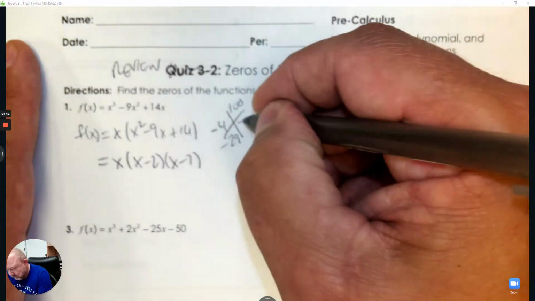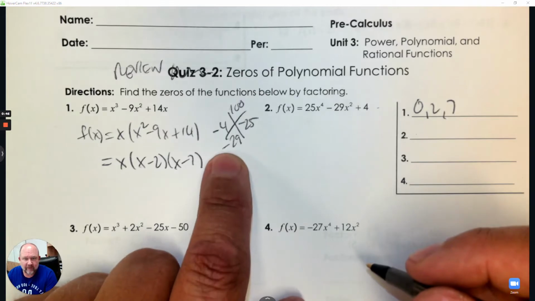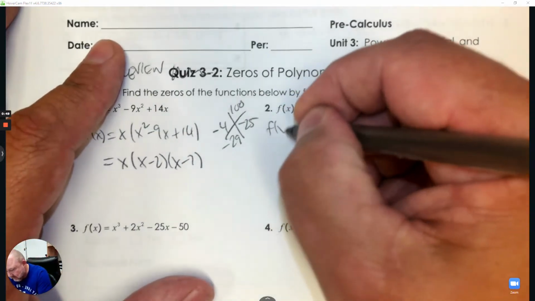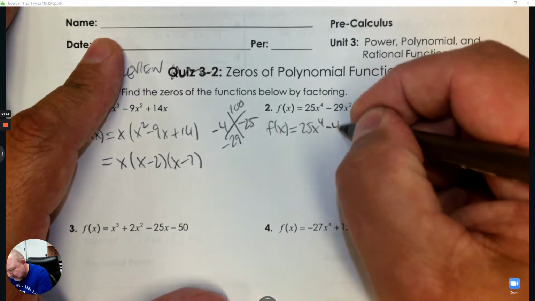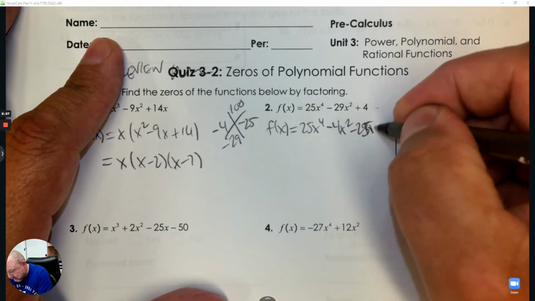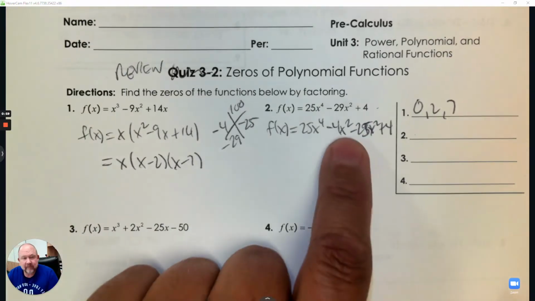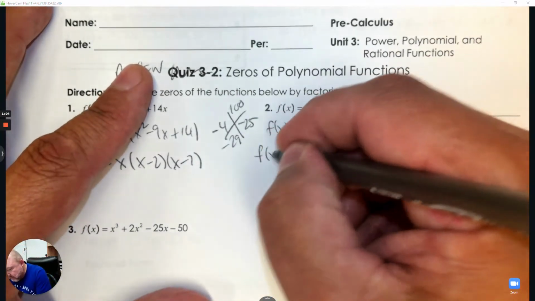Number 2, we need to go 25 times 4 and then -29. The two numbers are -4 and -25. They multiply to 100 and add to -29. Then I come back here and do a substitution. I take out -29 and put in -4 and -25. Order doesn't matter. Make sure it's x squared because that's what 29 was. And then we group them together.